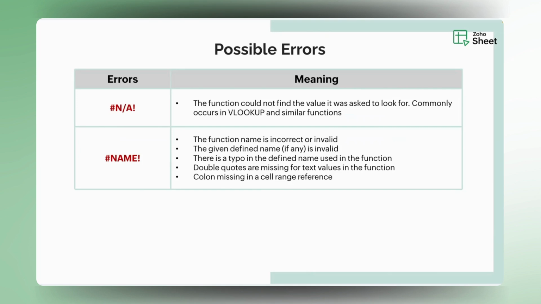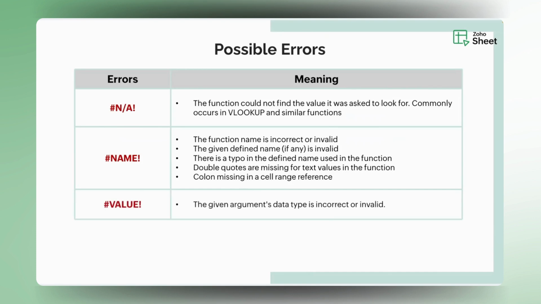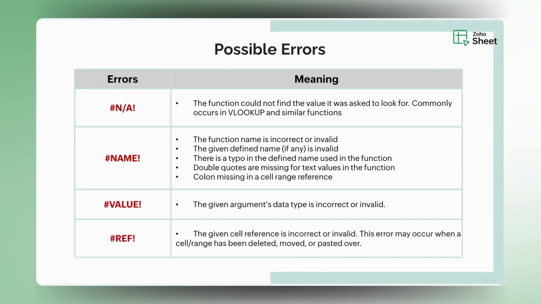Next up, the value error. You'll see this error when the data type for an argument is incorrect, like trying to use text in a range where a number is expected. Next up, the reference error. This pops up when a cell reference is invalid, perhaps due to a deleted, moved, or overwritten range.